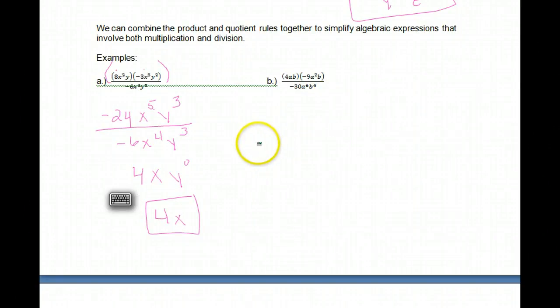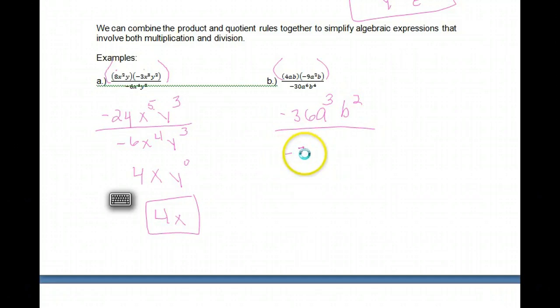Lastly, we have example B. We have to start by simplifying what's in our numerator first. So 4 times negative 9 is negative 36. A times a squared makes a cubed. B times b makes b squared. Over negative 30, a to the 6th, b to the 4th.